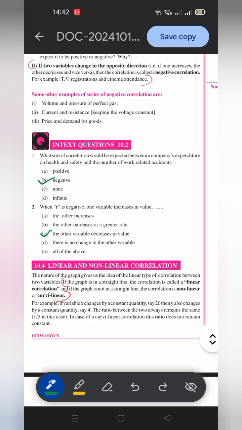Next, index question 10.2. What sort of correlation would be expected between a company's expenditure on health and safety and the number of work related accidents? Answer is B, negative. Second question. When R is negative, one variable increases in value. The answer is C. The other variable decreases in value.